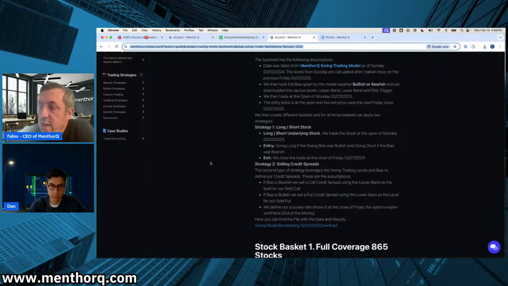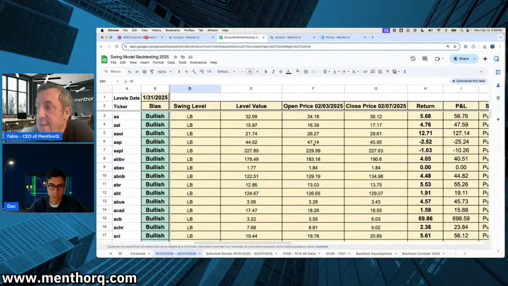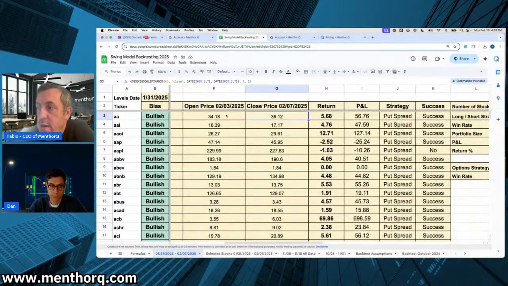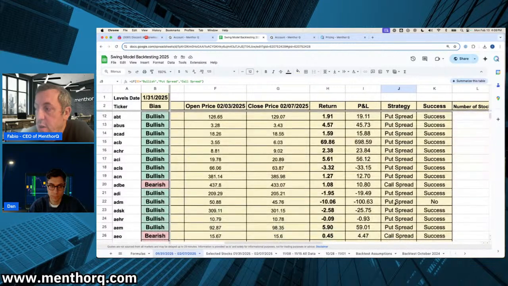Strategy two is selling credit spreads. So if the bias is bullish, we sell put spreads. If the bias is bearish, we sell call spreads. And the idea is really to show if the close price at the end of the Friday would be either above our lower band or below our upper band, right? And here you see basically if we are doing a put spread or if we are doing a call spread right there, okay? And let me know, guys, if you have questions in the meantime.